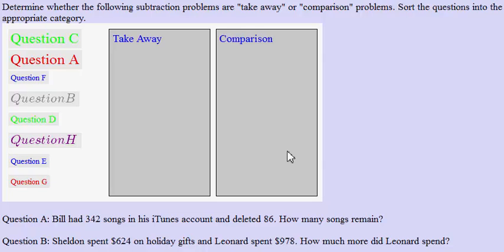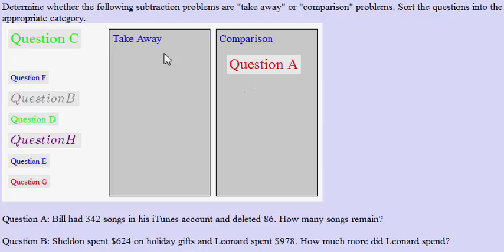In this problem, we are given several questions whose solution would be found by using subtraction, and our job is to decide whether the subtraction represents a takeaway problem or a comparison problem. For example, if you thought question A was a takeaway problem, you would drag question A into this area. Had you thought it was a comparison problem, you would drag question A in this area before submitting your answer.